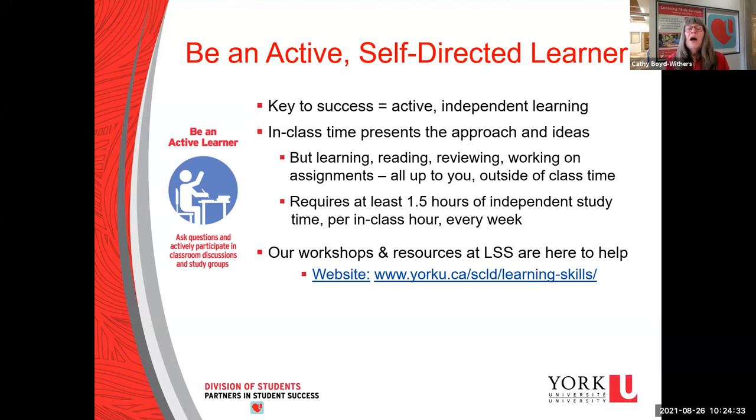A good guideline for starting is for every in-class hour, make sure you have room in your schedule for at least an hour and a half of independent study time. Now, that's not an exact correspondence to that particular hour of material in the lecture. I mean, just in general, in terms of creating an effective study schedule for yourself. And if you were to do the math on that, you would get to that 37 and a half to 40 hour work week I mentioned.